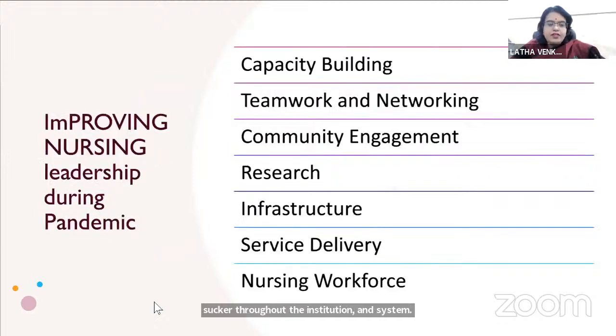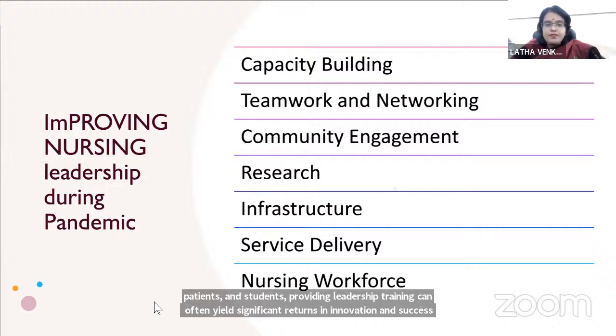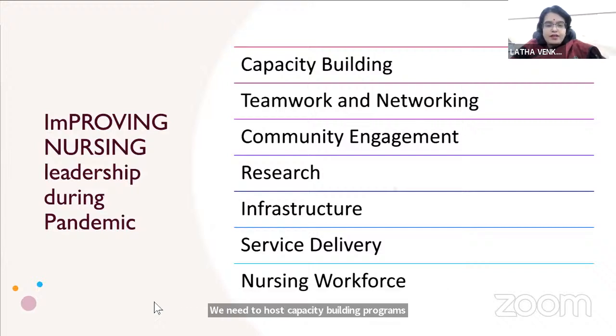And how to improve nursing leadership during the pandemic? We need to host capacity building programs, and you must be watching the AIIMS website. They have clinical grand rounds on every Tuesday and Friday morning. It is also streamed live, and many people across the country attend this national grand rounds in which they discuss the issues and the strategies which we can follow, which is followed by AIIMS. Similarly, every institution must think of capacity building strategies for their employees.